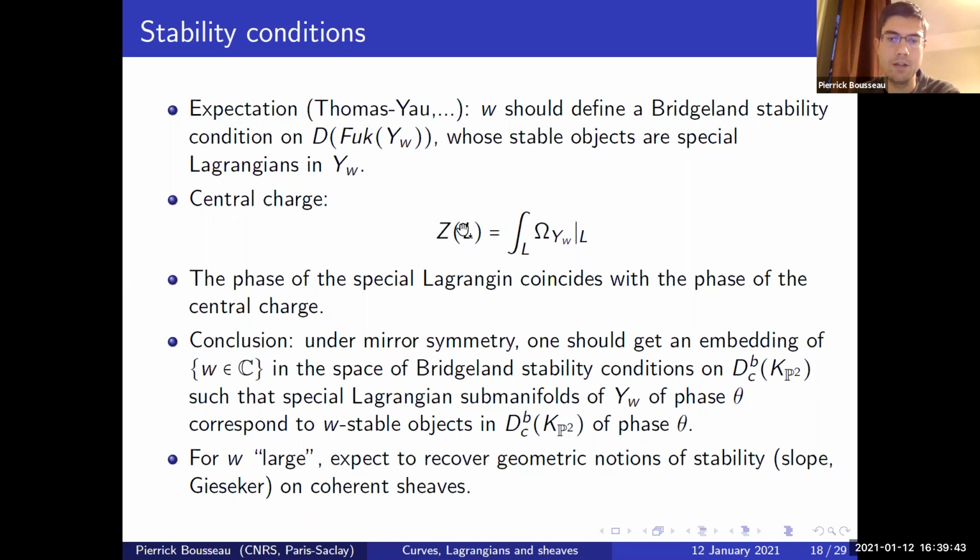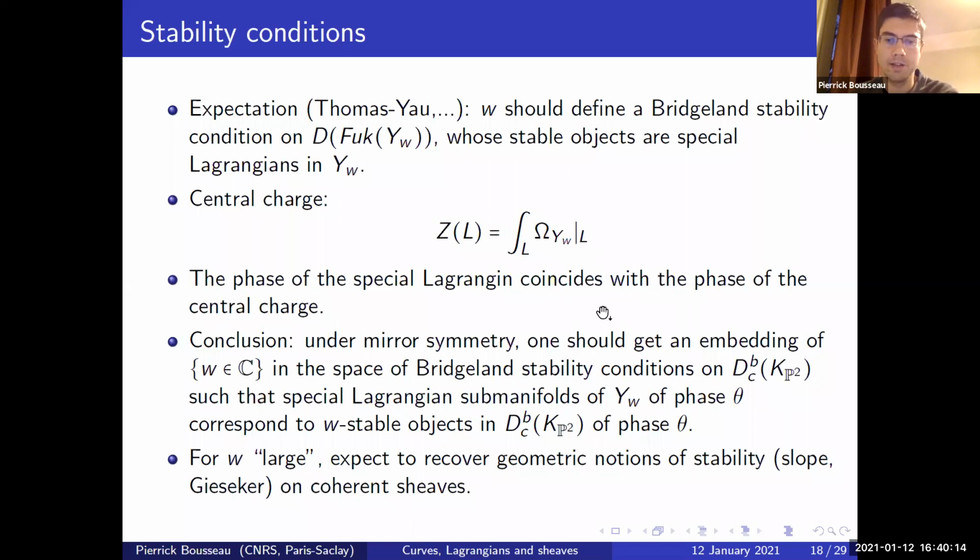If you have L a Lagrangian, then Z of L should be given by the integral of the holomorphic volume form omega YW over L. And in particular, the phase of the special Lagrangian, which is usually viewed as a geometric property of special Lagrangians, coincides with the phase of the central charge in the sense of Bridgeland stability conditions.